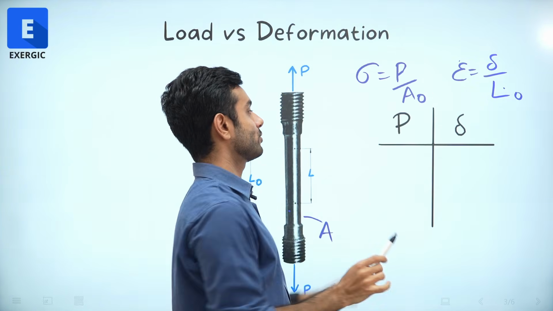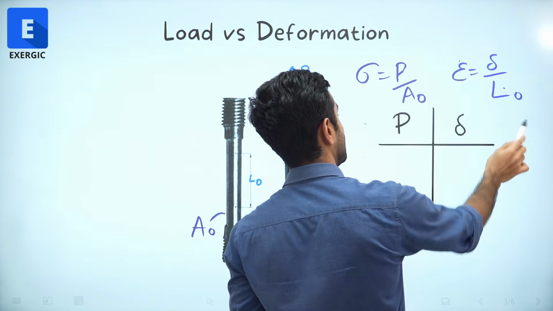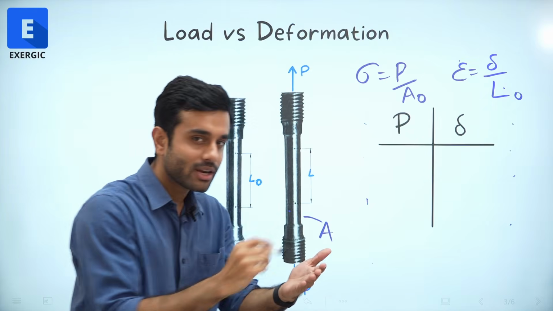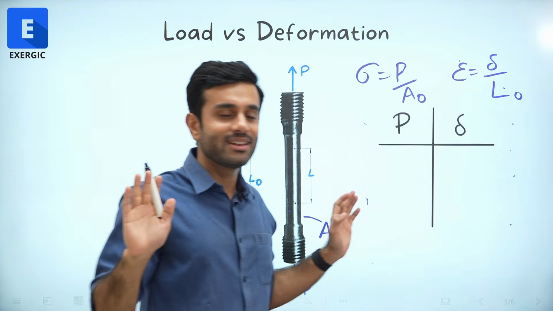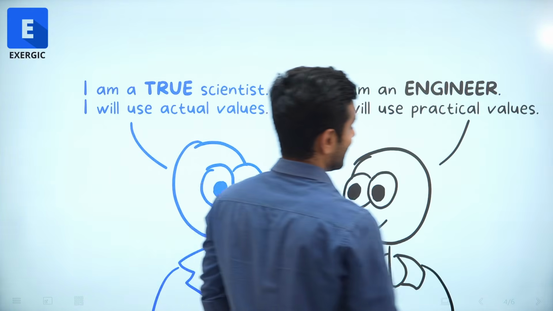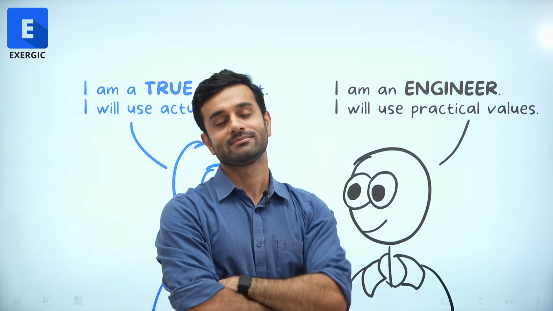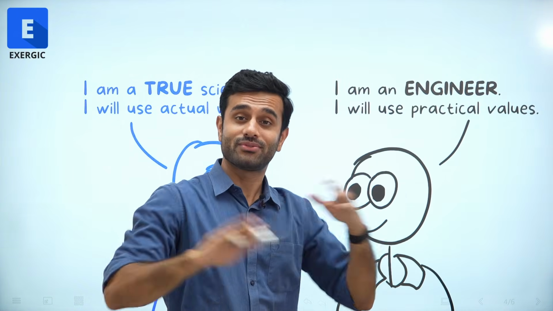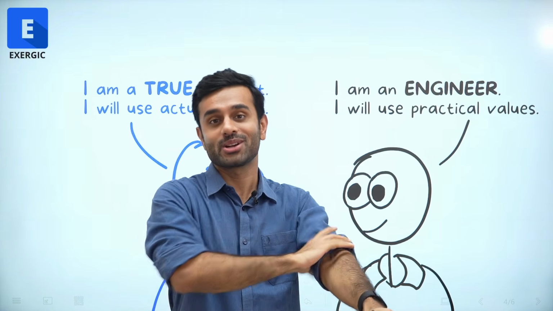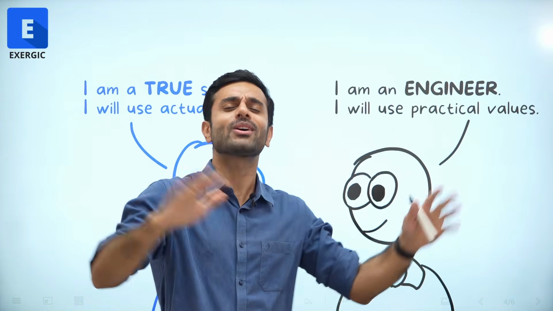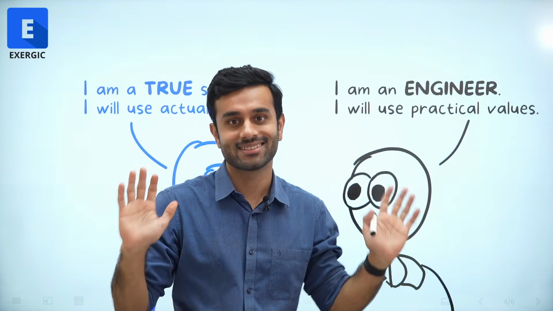I do not want to take instantaneous values at every reading, noting down the value of A and L. Like an engineer, I don't want to do the complicated thing. I will use what is practical. We will see which of them is better and how they differ. It's going to be a very long discussion.